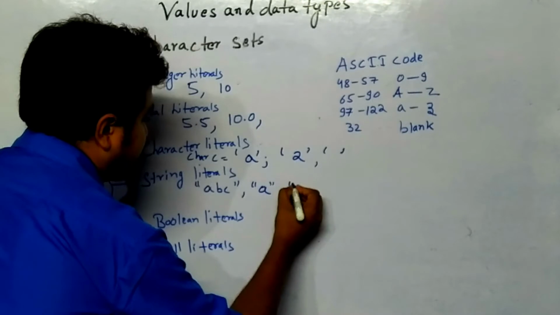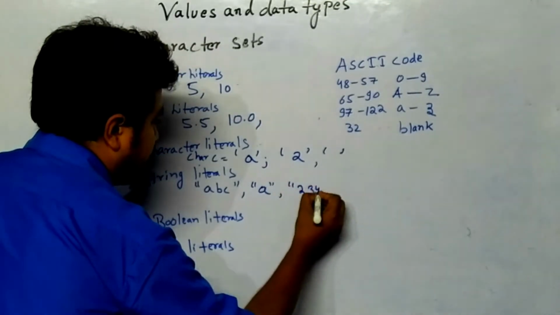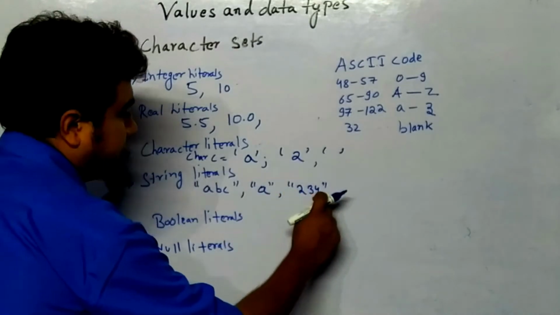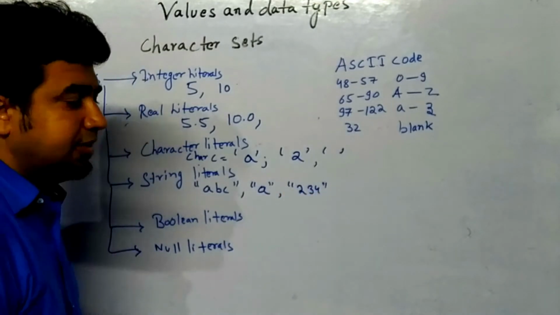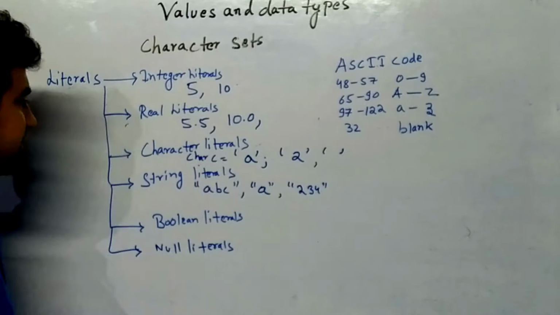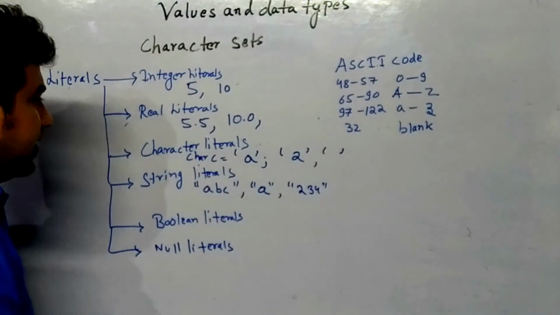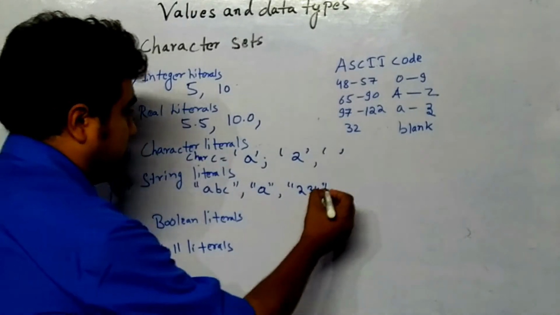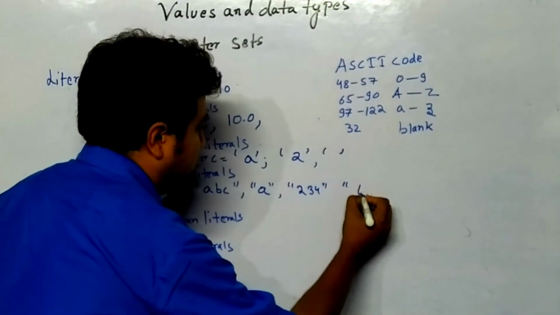Or you can say this, 234. This is not a number. This 234 is a string because it is written inside double quotes. So you can see about these things that these are strings. Now, one more thing I can show about this: true.